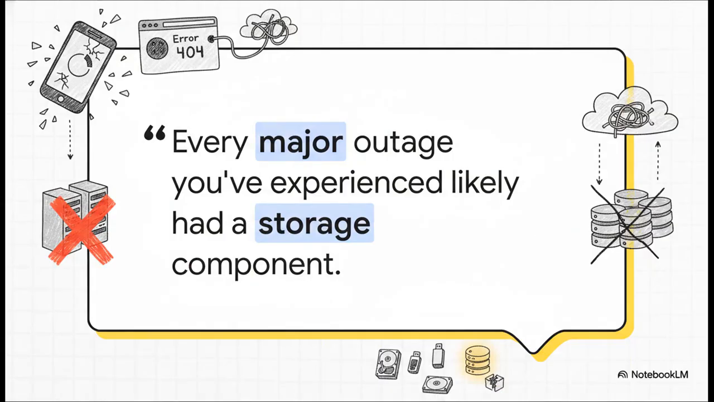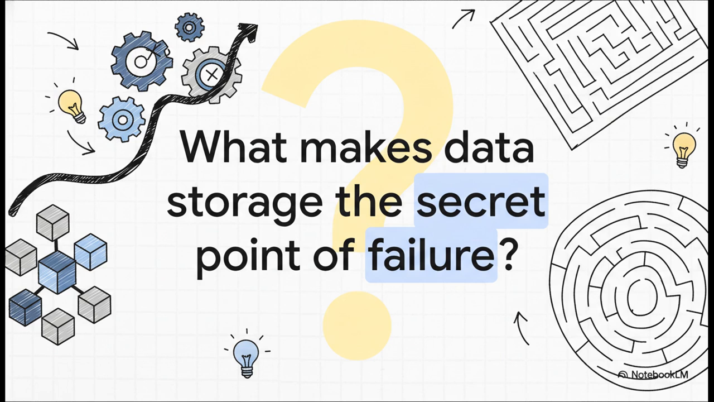Seriously, think about it for a second. The last time a service you count on just vanished, the real culprit probably wasn't some flashy new feature with a bug. Nope, it was almost certainly a failure deep down in its data storage. So, what's the deal? Why is data storage this secret villain in the background?